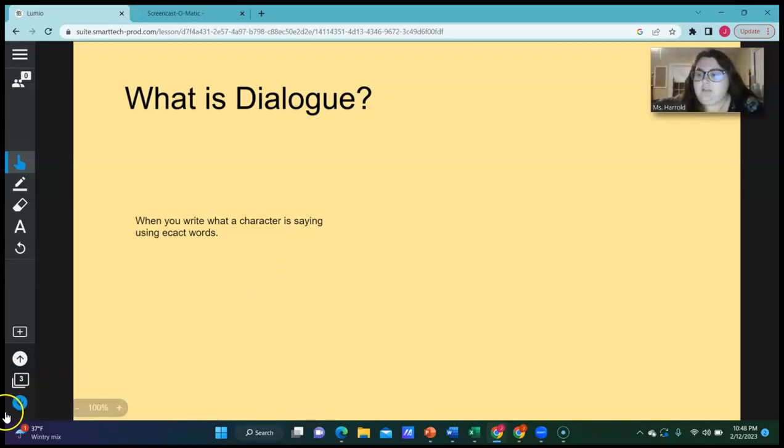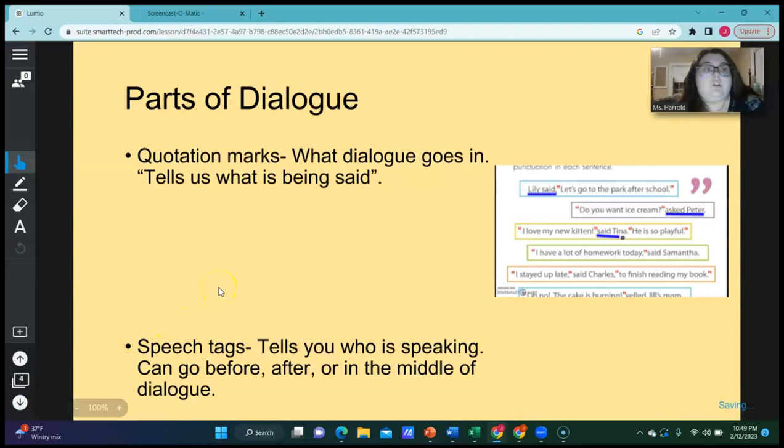Good. So now we're going to talk a little bit more about what dialogue looks like and the parts of dialogue. So in dialogue, we have quotation marks. Some of you have probably seen quotation marks before, right? Maybe not, but I think most of us probably have. Quotation marks are what dialogue goes inside of. It tells us what is being said. See right here, I put quotation marks in case you don't know what they look like. It tells us what's being said.